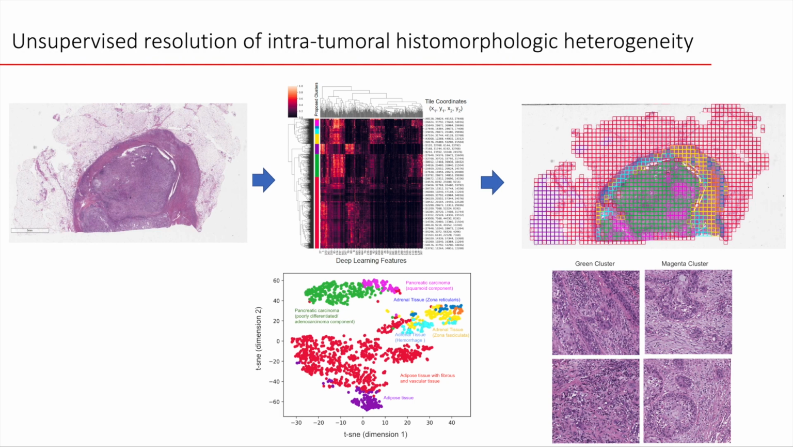And then you can see here, when we look at the tumor, the different colors represent the adenocarcinoma component, which looks relatively poorly differentiated to me at this magnification. And then of course, the magenta color, we have these more squamoid-like differentiation. So again, we've resolved intra-tumor heterogeneity in a relatively unsupervised way.